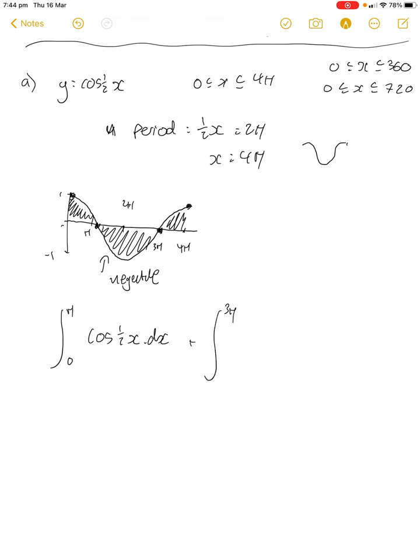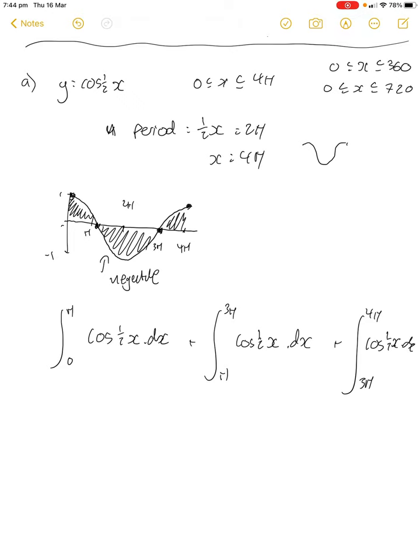Plus our second one between 3 pi and pi, which is the same curve. Plus our final one between 4 pi and 3 pi. I don't know why my integral sign's getting larger each time. So let's look at doing all these 3 ones separately.